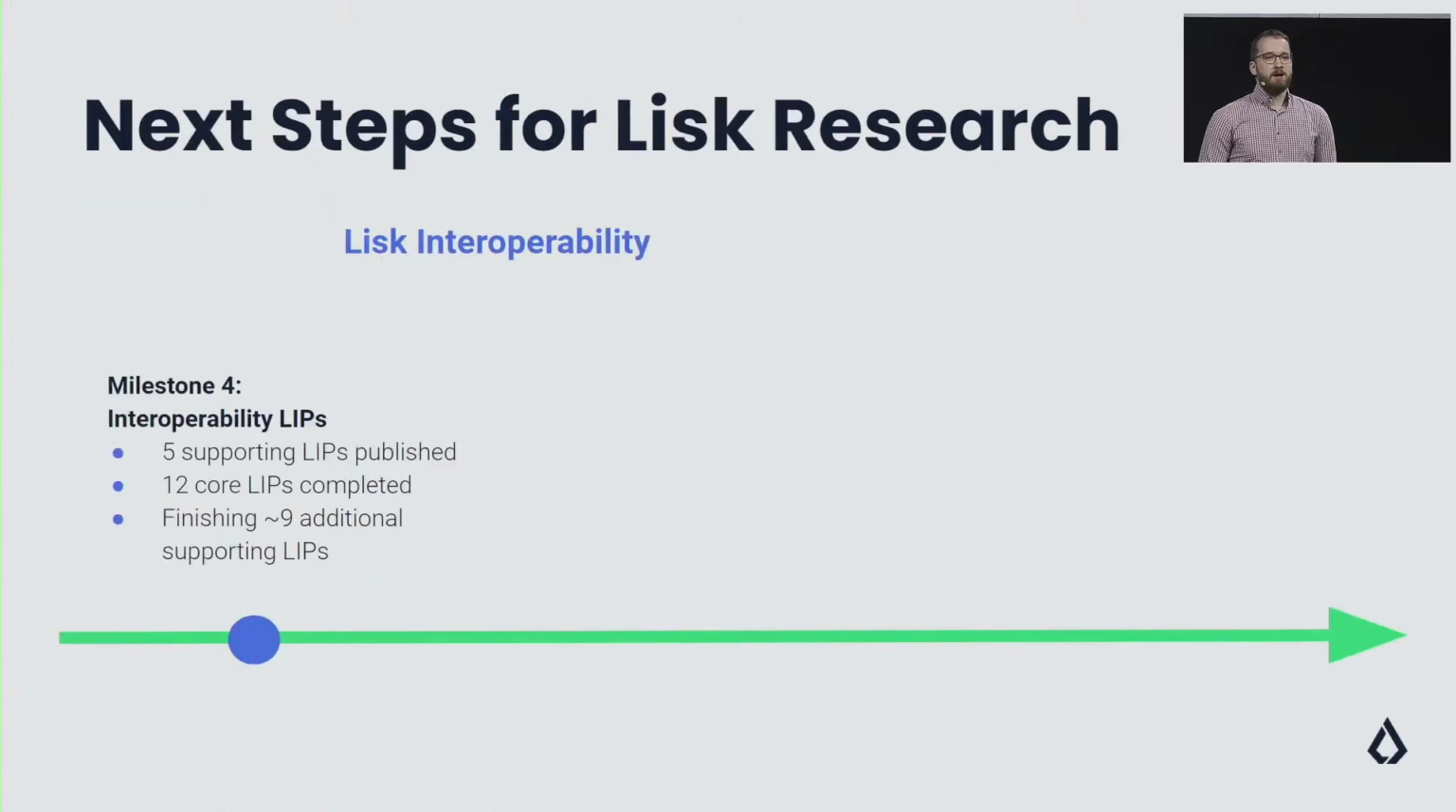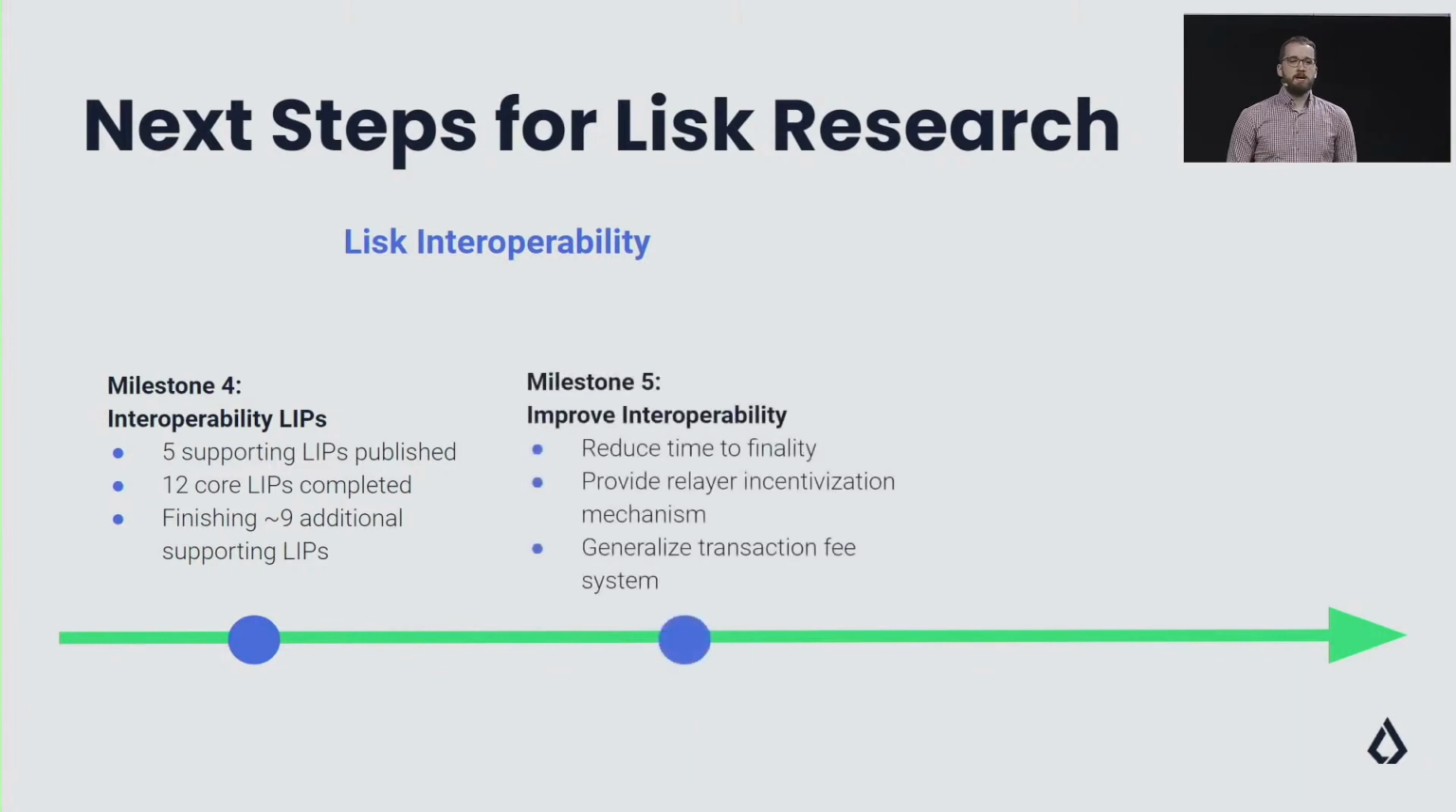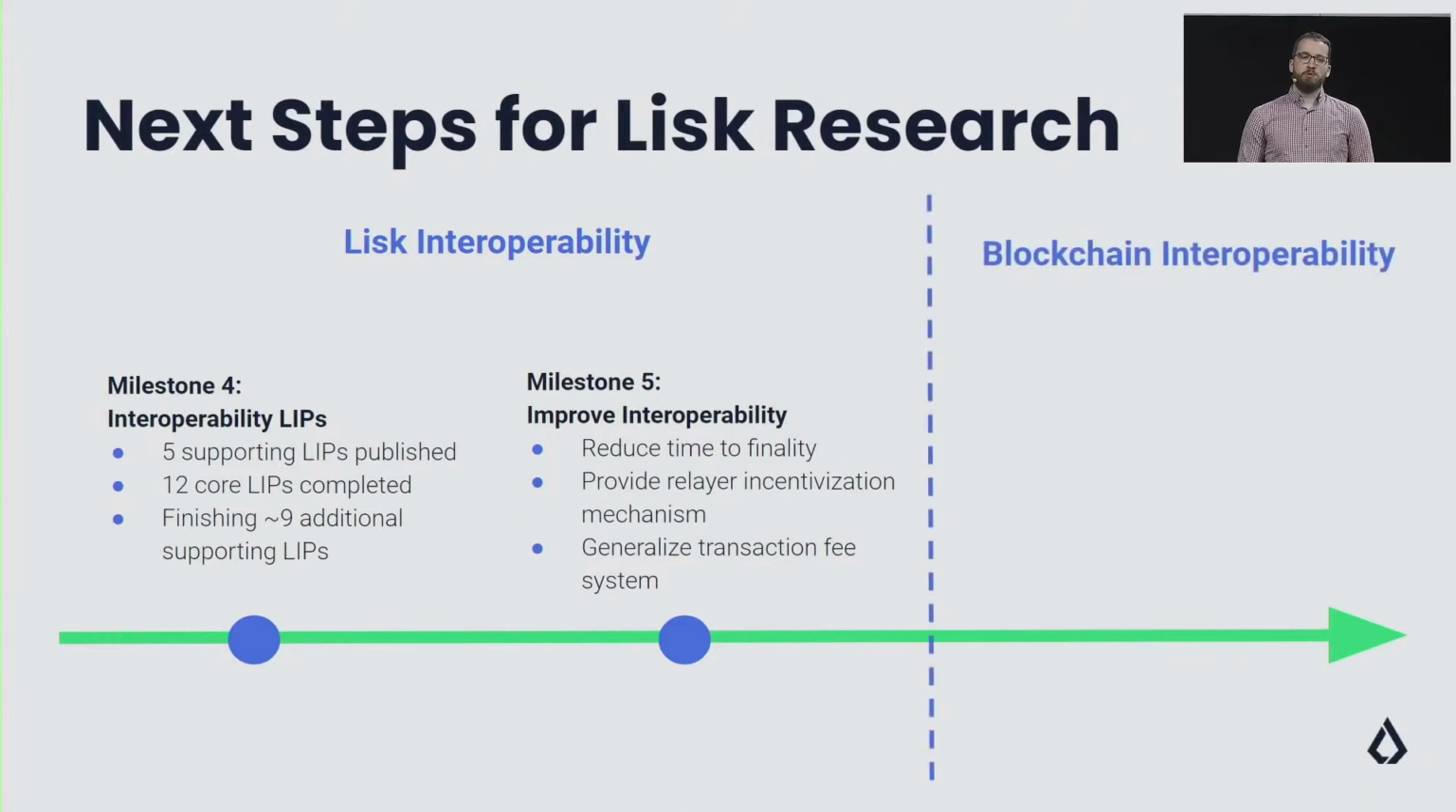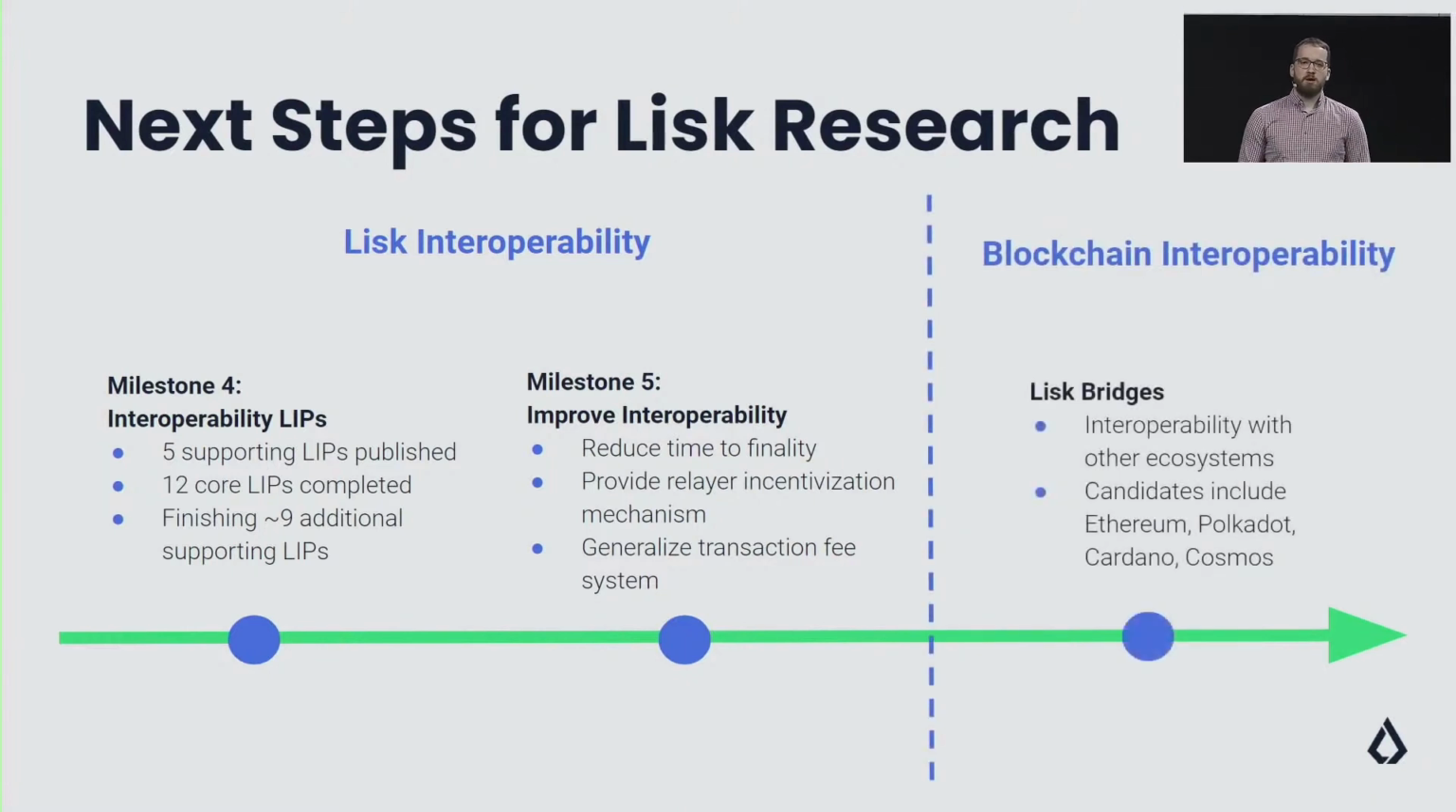So to summarize, we have these 3 new roadmap objectives, which we put in a 5th milestone in the Lisk interoperability phase. And then afterwards, we also have a new research roadmap phase, which is called blockchain interoperability. Here we want to research the topic of Lisk bridges, so interoperability with other ecosystems. We haven't decided yet on which ones. This will be part of the research, but candidates are Ethereum, Polkadot, Cosmos, and Cardano.